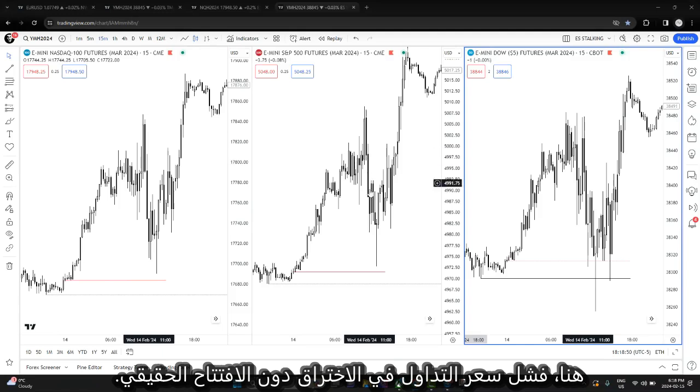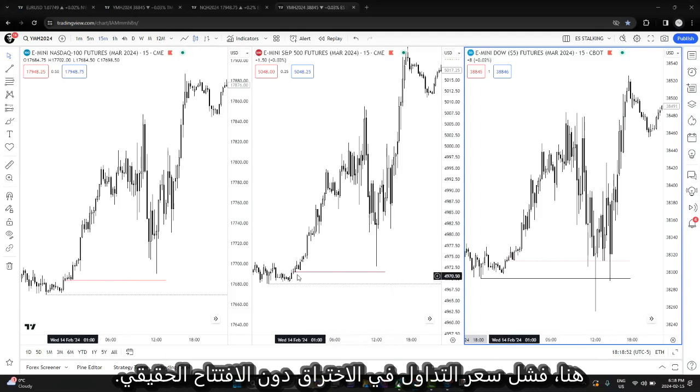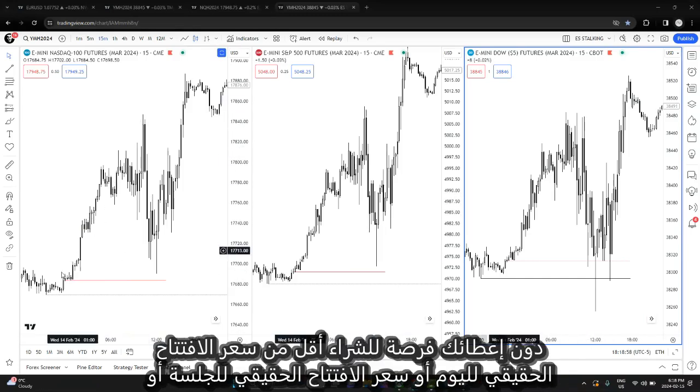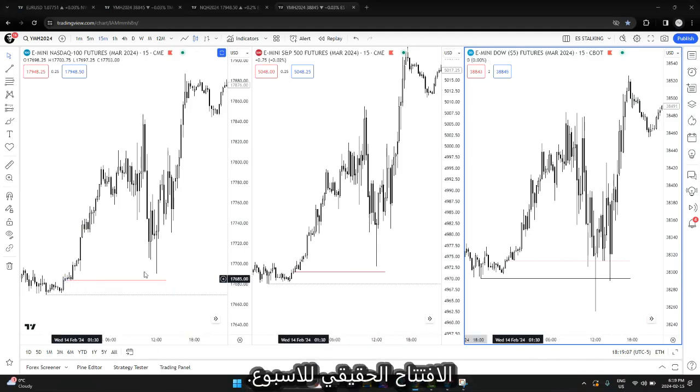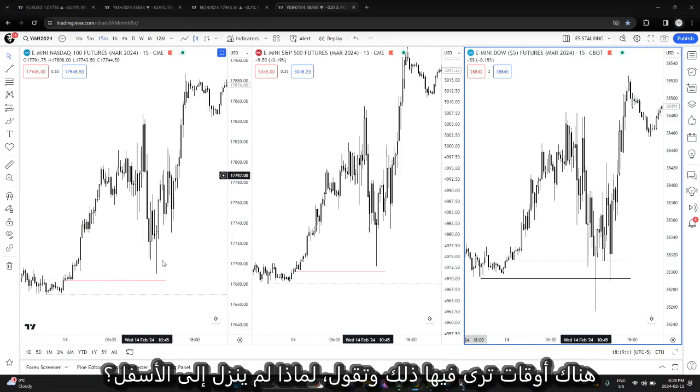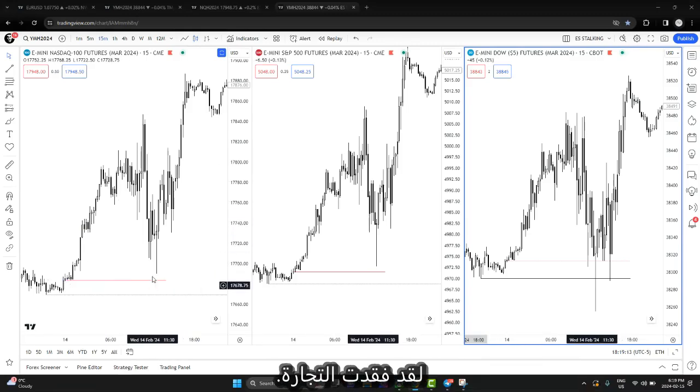which we expected to form the low of the week. Right here, we had price fail to break below the true open. So there are times when price will just rally, right? Without giving you a chance to buy below the true day open or a true session open or a true week open. There are times when you see that and you're like, why didn't it go below? It just went close to it. I missed the trade. Why did this happen? This is why.